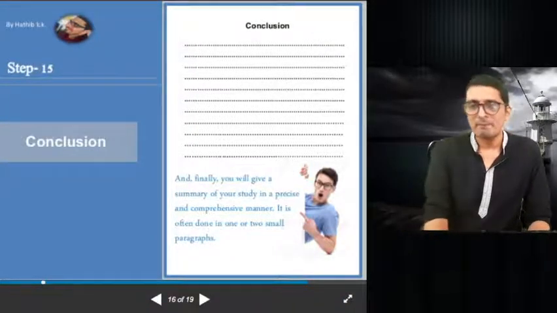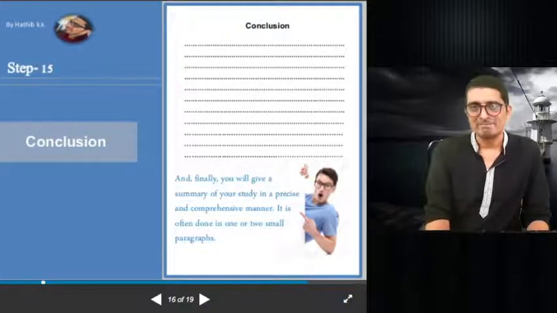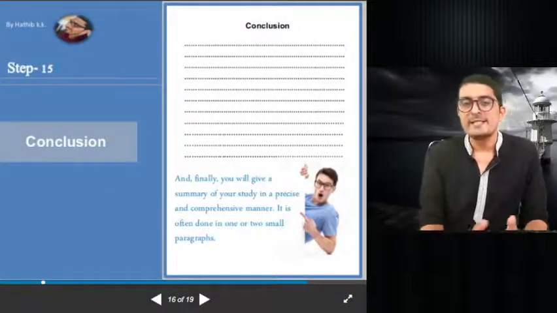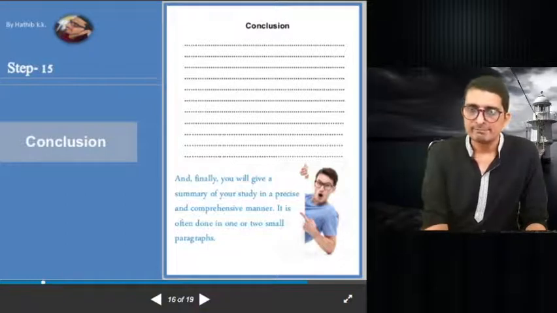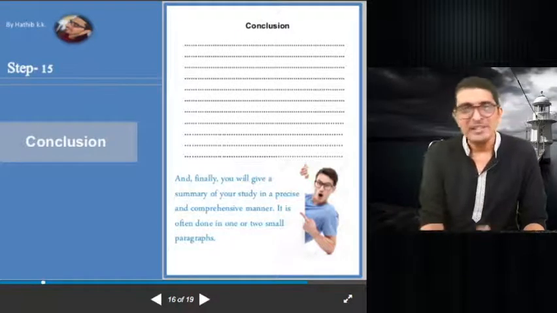Then finally, you should write the conclusion. And here you will give a summary of your study in a precise and comprehensive manner. If a person reads your conclusion, he will be able to get an overall idea of your study. And that is conclusion.